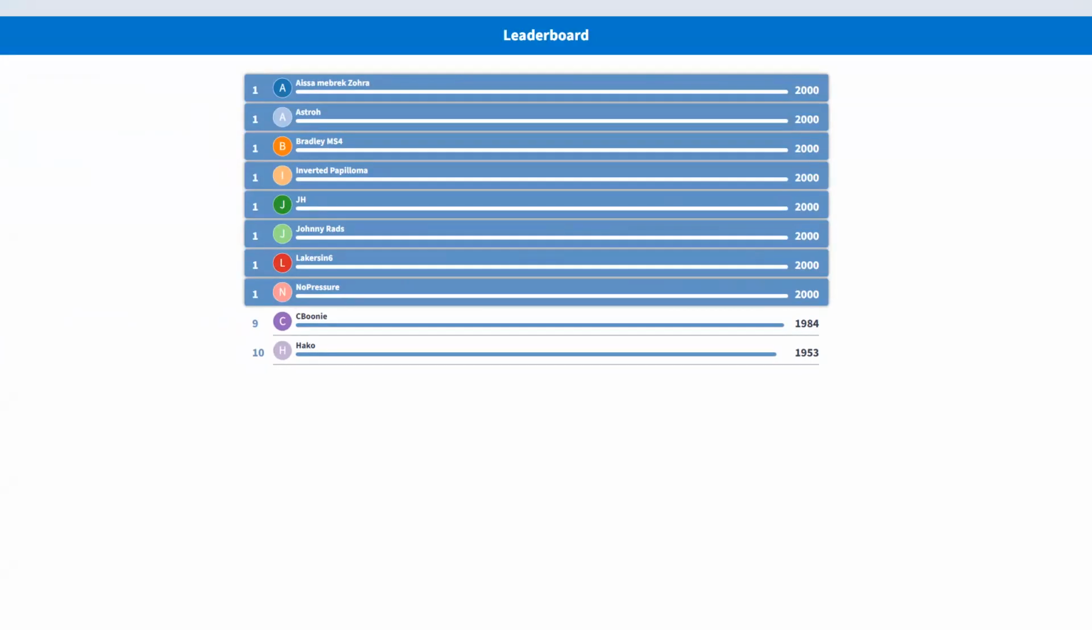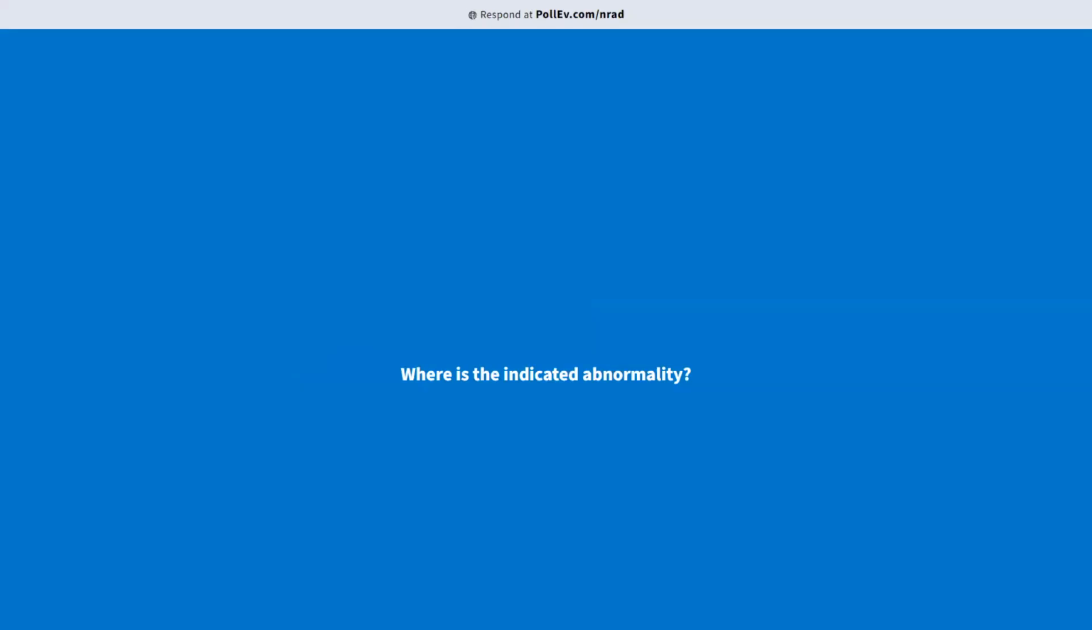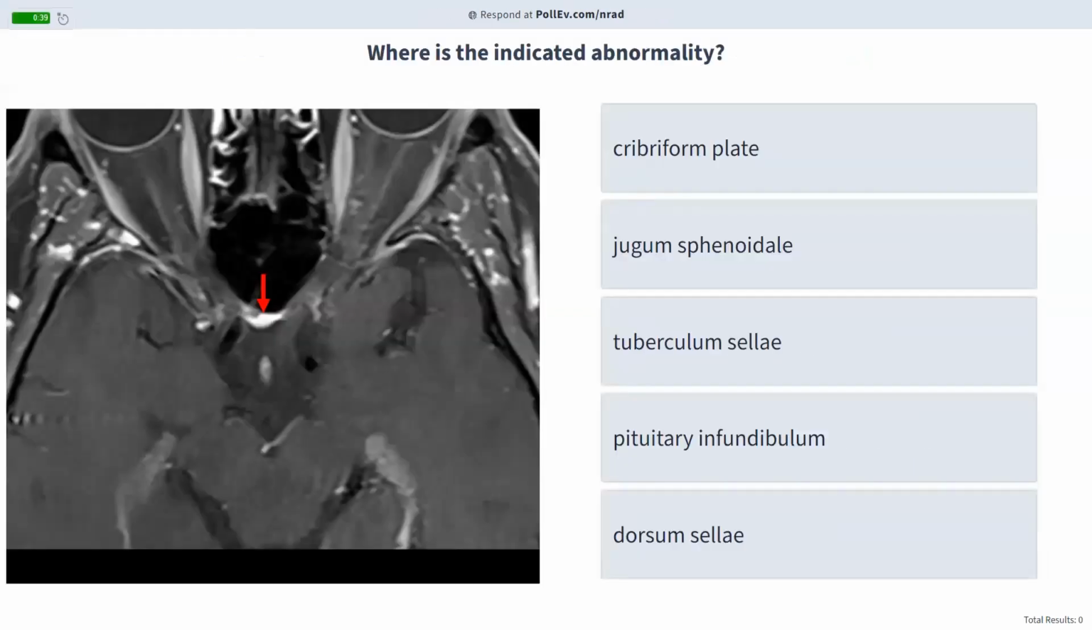All right. So soon enough, I'll have some questions that don't have the explanatory slides, so I think those will stratify the leaderboard more based on the time that it took to put in the answer. The next question is, where is the indicated abnormality? This is an axial T1 post-contrast, fat-suppressed sequence.